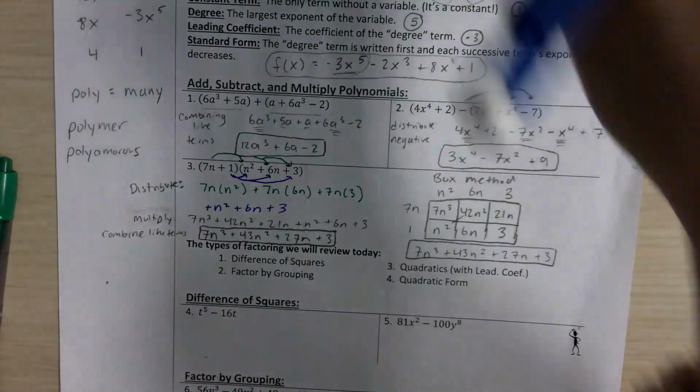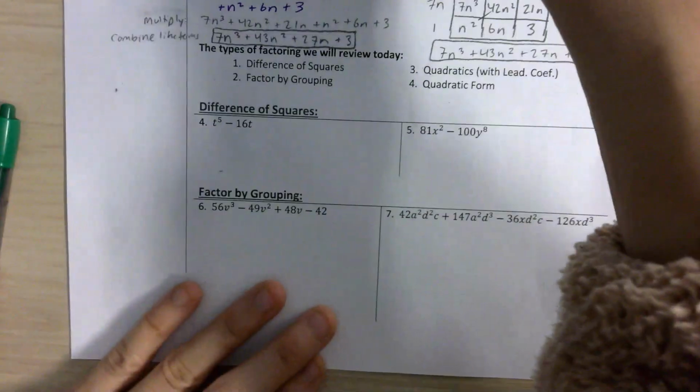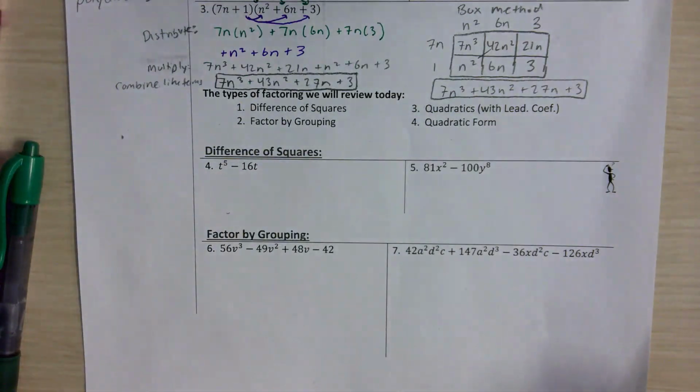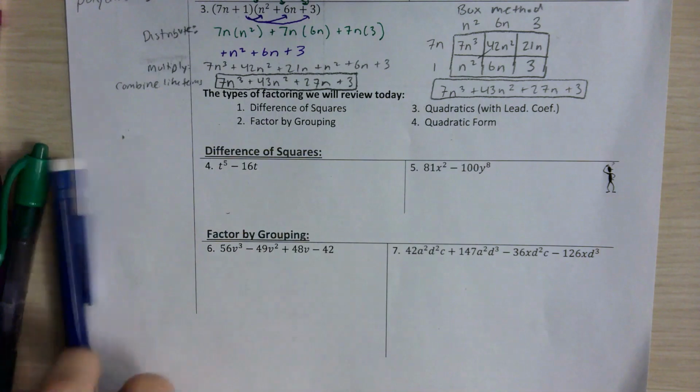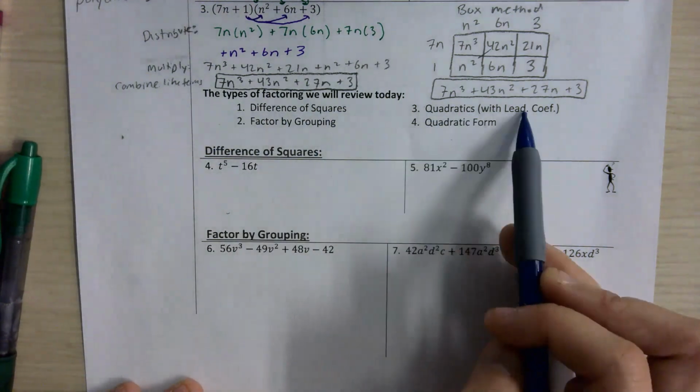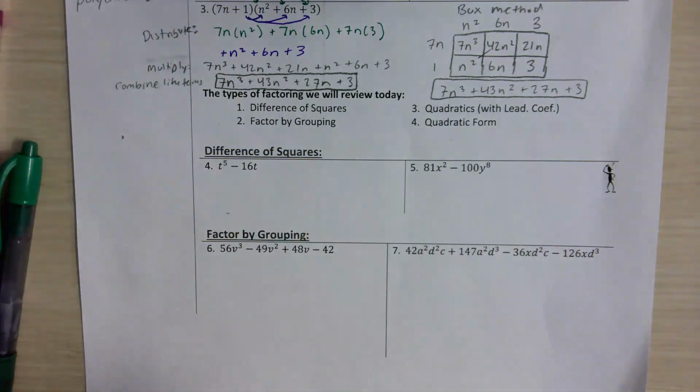Alright, so with our polynomial unit, we're going to do a lot of factoring. So we're going to review some factoring today. You should have seen factoring before, but it's always good to review. So we have 4 types. We have difference of squares, factor by grouping, quadratics with the leading coefficient, and quadratic form. Difference of squares is the one that people forget the most, but it's the quickest.